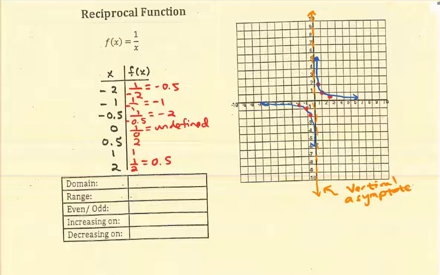One S in the word asymptote, by the way. And basically it's kind of like this imaginary line that we infer just based on the behavior of the graph near that y-axis. There's also an example of something called a horizontal asymptote.